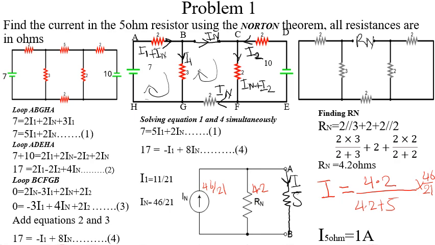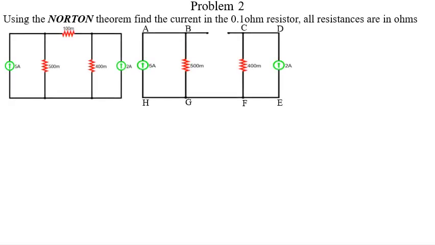So moving to our next question. Using the Norton's theorem, find the current in the 0.1 ohm resistor. All resistances are in ohm, and we know that 100 milli is simply 100 times 10 raised to the power minus 3, so you can just do the conversion. After doing the conversion, looking at this circuit, Thevenin says the resistor you want to find the current in, for Norton's, you remove it, short across it and name the current IN.